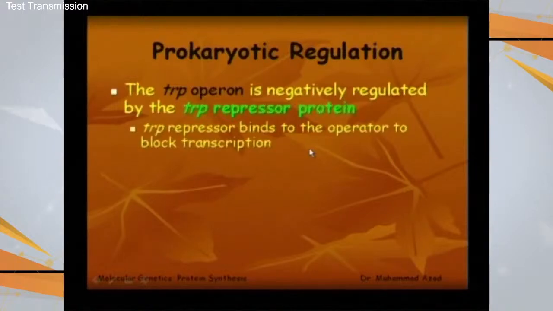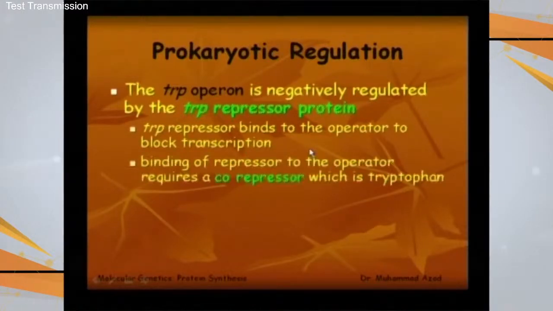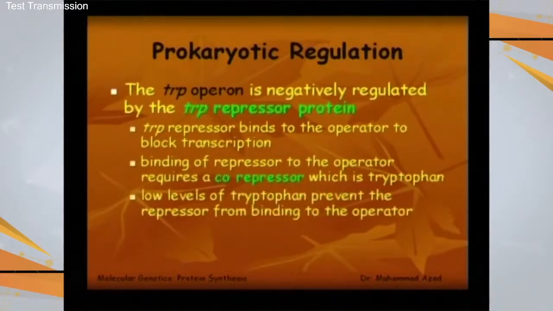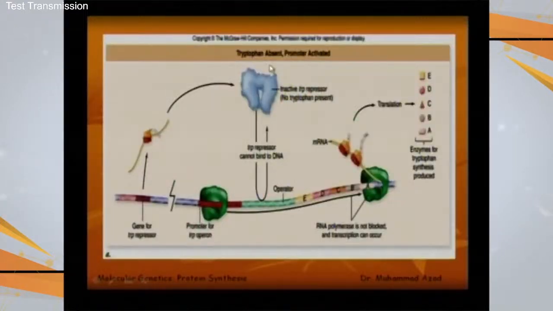So this repressor binds to the operator to block the transcription. Binding of the repressor to the operator requires a co-repressor, which is tryptophan. A low level of tryptophan prevents the repressor from binding to the operator. So this is the situation.